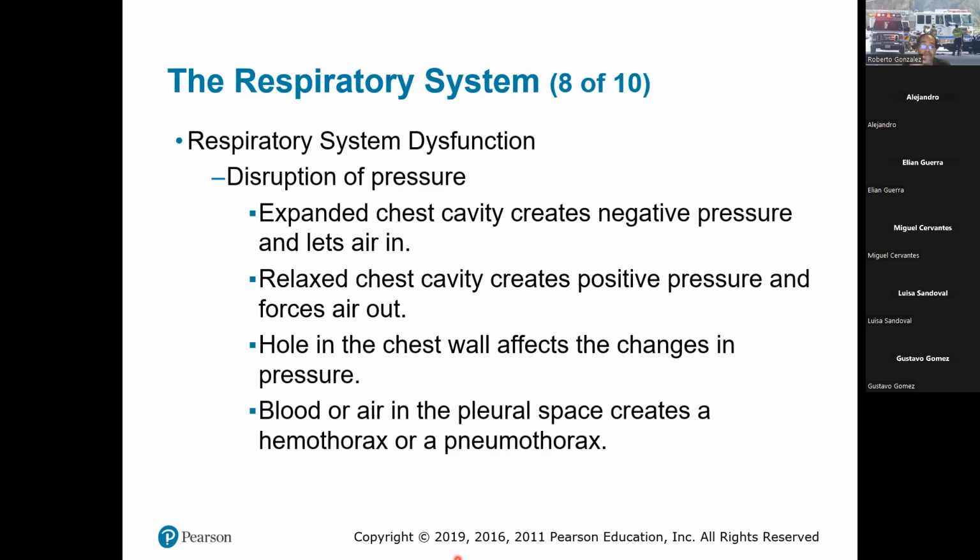Okay, a hole in the chest wall affects the changes in pressure themselves, and blood or air in the pleural space creates a hemothorax or a pneumothorax, which are the two terms that I just went over. Hemo means blood in the lungs, and pneumo means air trapped in the lungs.